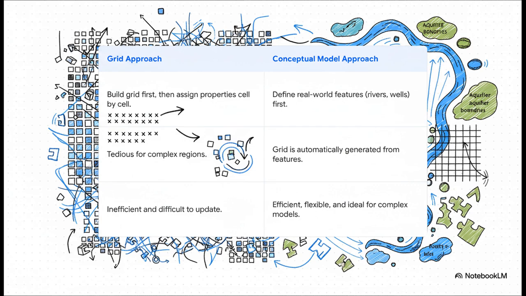And this really shows just how far we've come. The old way, what we call the grid approach, was just painfully tedious. You'd have to manually assign properties to thousands of individual cells. The modern conceptual model approach, though, completely flips that on its head. You start by defining real-world features, rivers, wells, and the software intelligently builds the grid around them. It's way faster, more flexible, and just a much better way to do it.